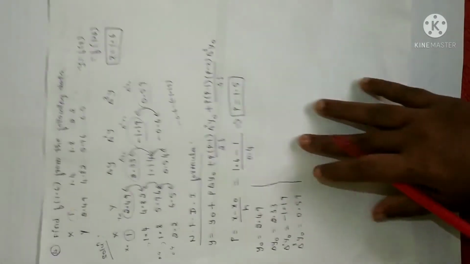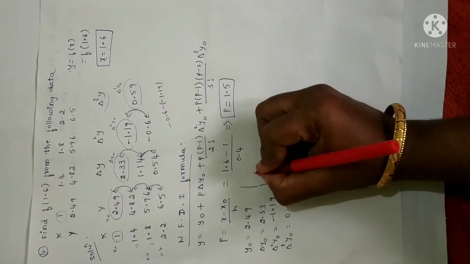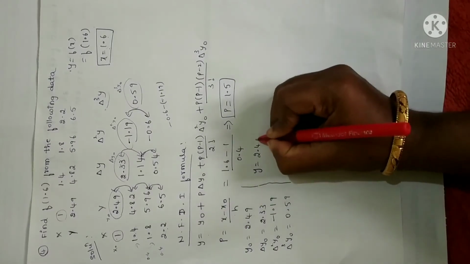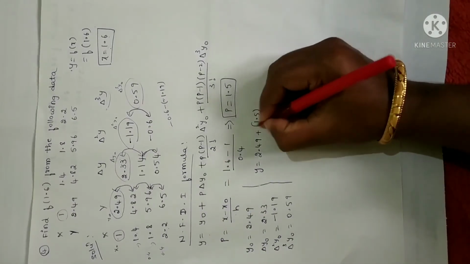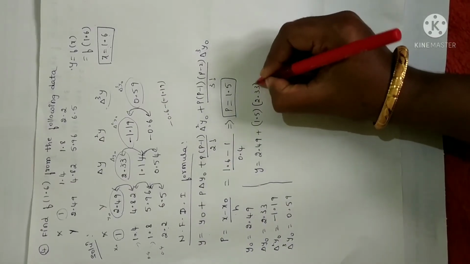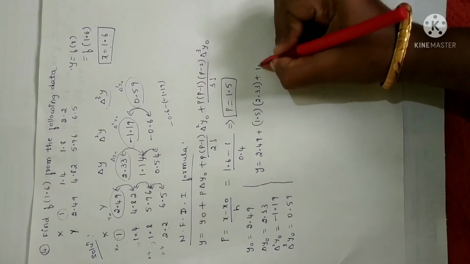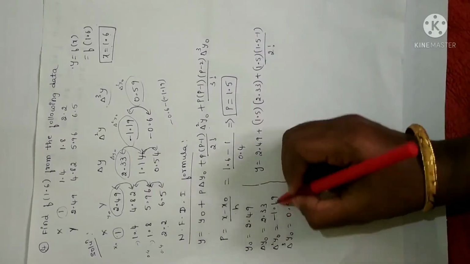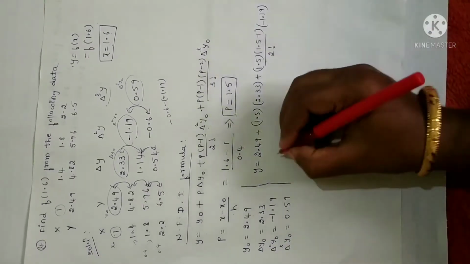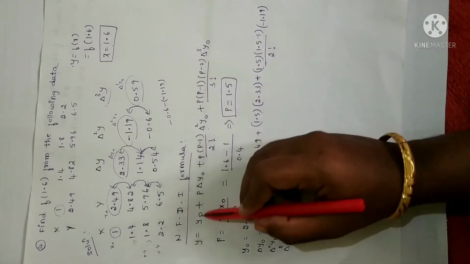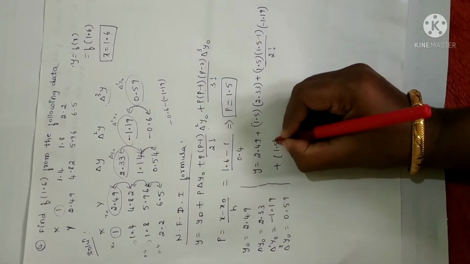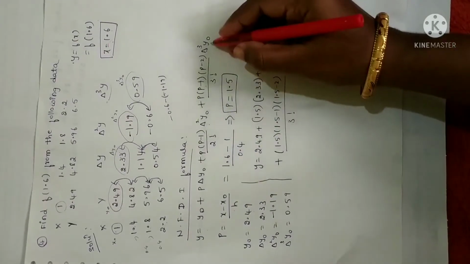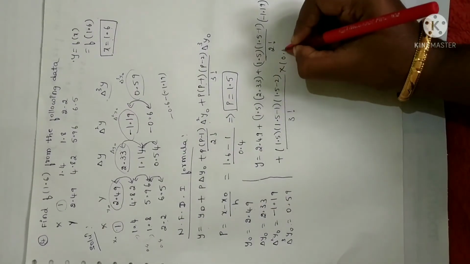Now with all these values, you are going to substitute in a formula. So here you have a formula. So y is equal to, what is the value of y naught? It is 2.49 plus p is 1.5 into delta y naught is 2.33. Clear? Next, plus p is 1.5 into 1.5 minus 1 divided by 2 factorial into delta square y naught is minus 1.19 plus next, this term you have to substitute 1.5 into 1.5 minus 1, 1.5 minus 2 divided by 3 factorial into delta cube is 0.59. Fine.